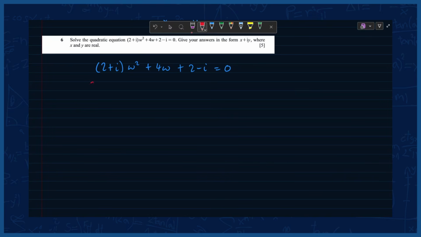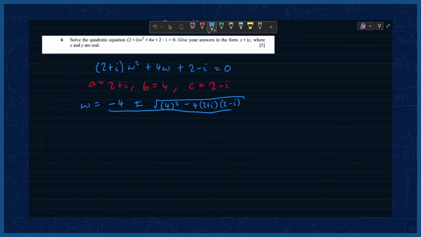So to solve our quadratic equation, we're going to use the quadratic formula. So our a is the coefficient on w squared, so that's 2 plus i. Our b is the coefficient on w, so that's 4. And c is the 2 minus i. And so that becomes w is equal to minus b, so minus 4, plus or minus the square root of b squared, so 4 squared, minus 4a, which is 2 plus i, c, which is 2 minus i. And this is all divided by 2 times a. So 2 times 2 plus i.